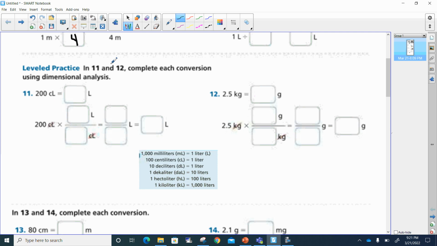Number 11 says, complete each conversion using dimensional analysis. All right, so I have to figure out over here, I'm getting rid of centiliters, right? Which means I'm looking at a conversion of liters to centiliters. 1 liter equals 100 centiliters. So that tells me 1 liter equals 100 centiliters.